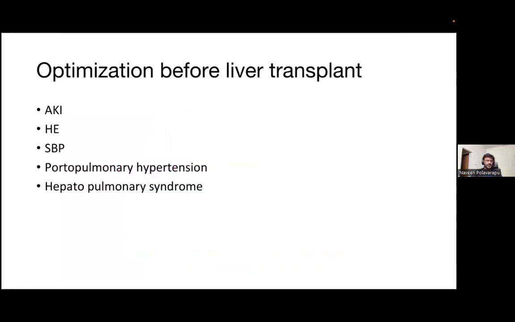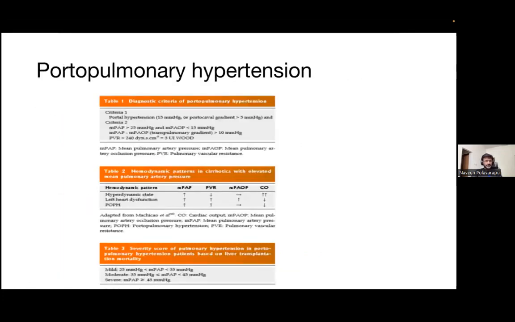So how do we optimize these patients? If they are stable enough, then we will list this patient for transplantation. But if they do have any of these complications like acute kidney injury, hepatic encephalopathy, SBP, portopulmonary hypertension, hepatopulmonary syndrome, we need to assess them and optimize and stabilize these patients. So portopulmonary hypertension, if they have severe portopulmonary hypertension, what I mean by that is if the MAP is more than 45 millimeters of mercury, then that's a contraindication for liver transplantation.